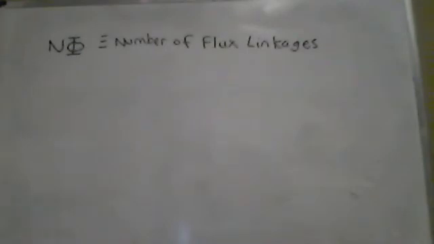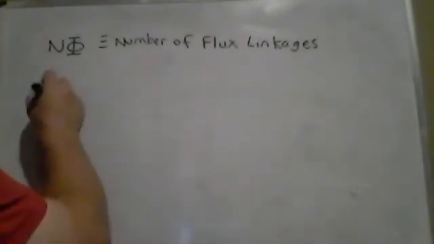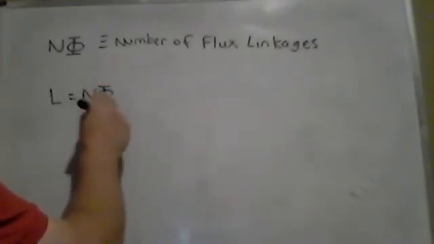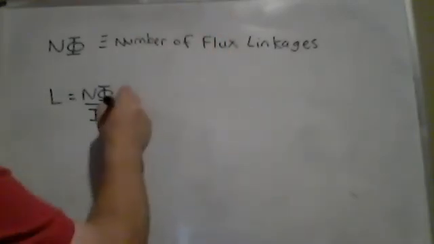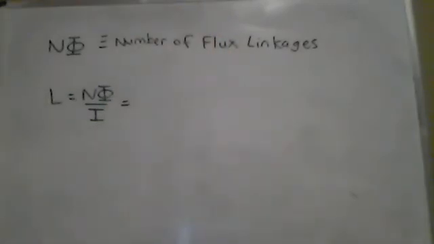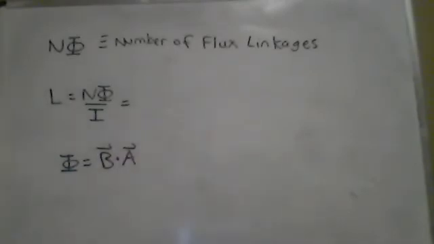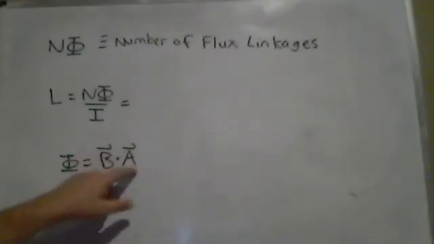Now L is N cap phi over I, and we have to assign units to this. Of course N is unitless. What was cap phi again? That's B times A, the magnetic flux. Officially it's the dot product of B and A, but in this case it's just B times A because the area normal and the magnetic field are aligned, both along the axis of the coil. So that's Tesla meters squared.